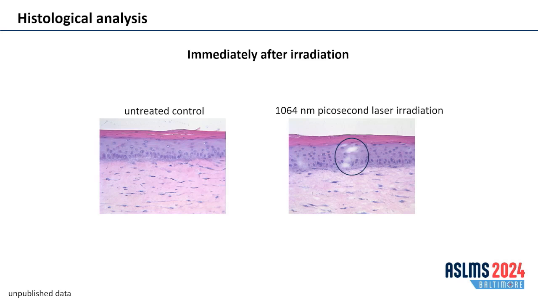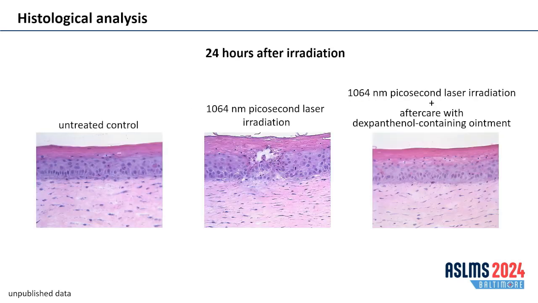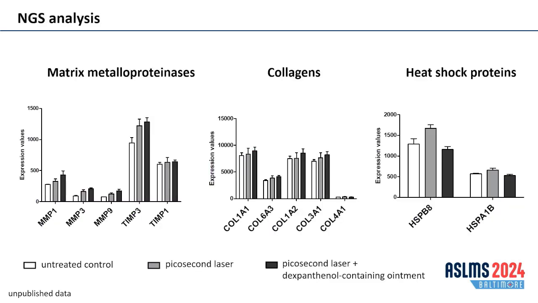These are our histological data immediately after irradiation of our models. Indeed, we found a microscopic lesion pattern in the epidermal part of our models. The morphology of these vacuoles matches those that were reported in previous in vivo studies. After 24 hours, we found a wound healing response of these vacuole-like injuries in our models. Interestingly, the wound healing progress was further accelerated by the post-treatment with the dexpanthenol-containing ointment, where we found an almost restored epidermal part.